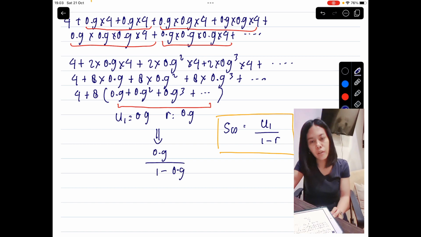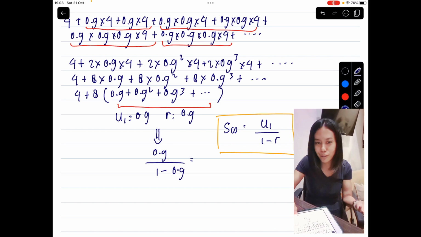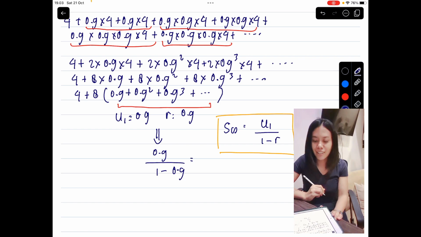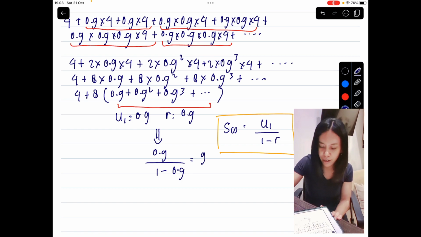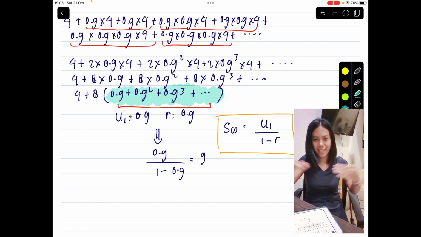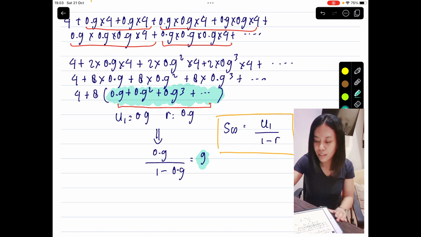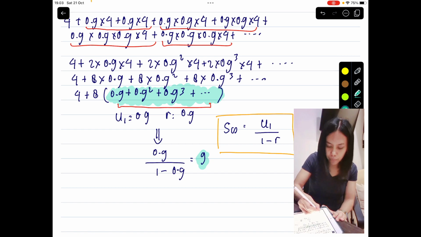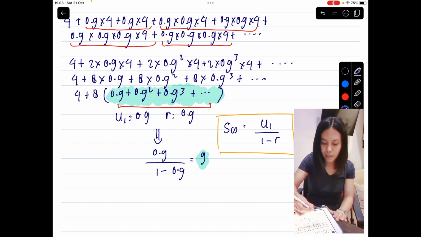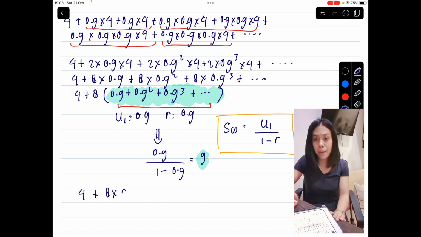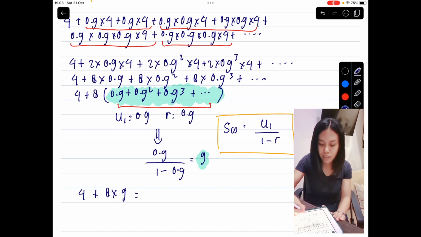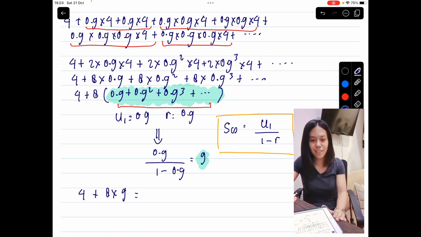If you use a calculator, or if you don't want to use a calculator, the answer is going to be 9. So this long train here, the one that I'm highlighting, is a 9. Now we just have to put it together with the other numbers. So we have 4 plus 8 times 9, which is 4 plus 72, so it's going to be 76 meters.